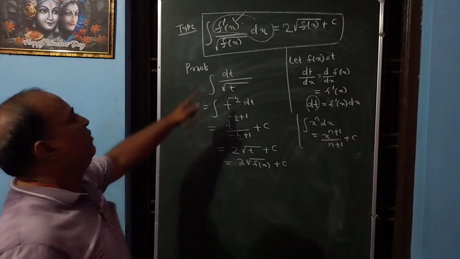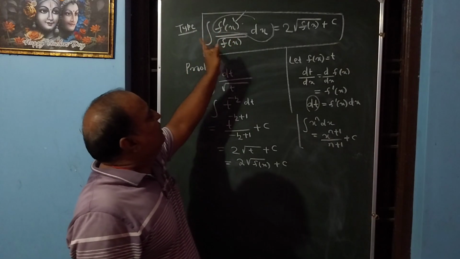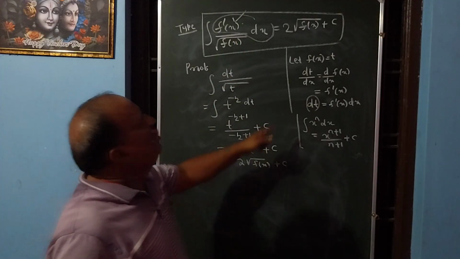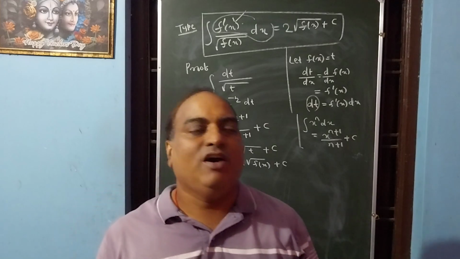So you have to remember integration of f dash x dx divided by root over of f x is always equal to 2 root over of f x plus c.